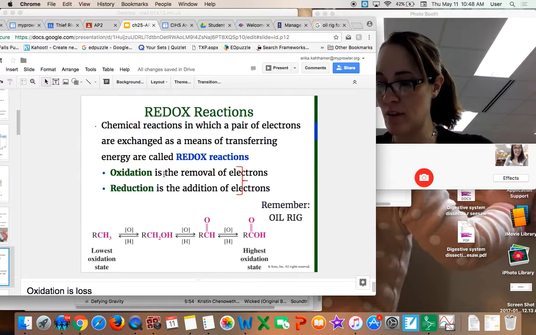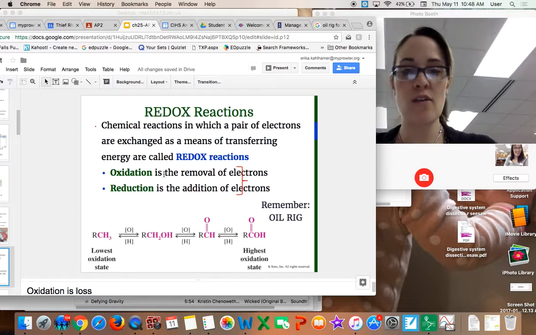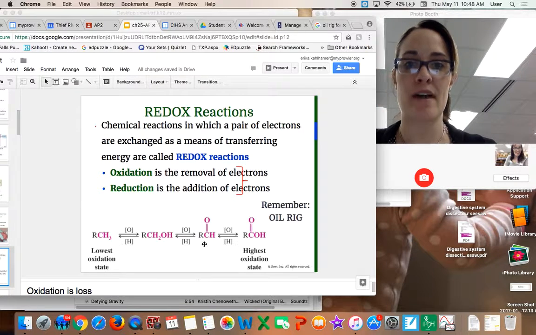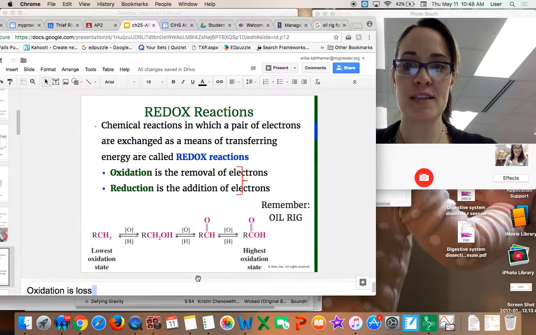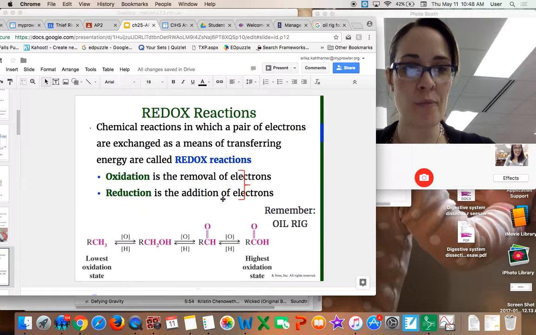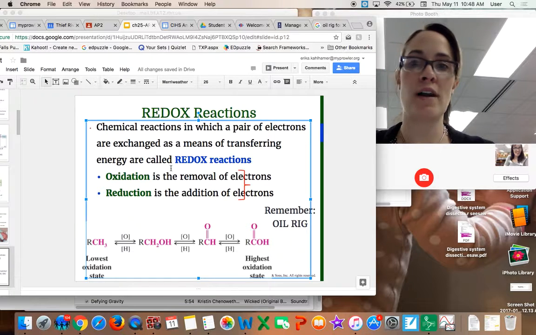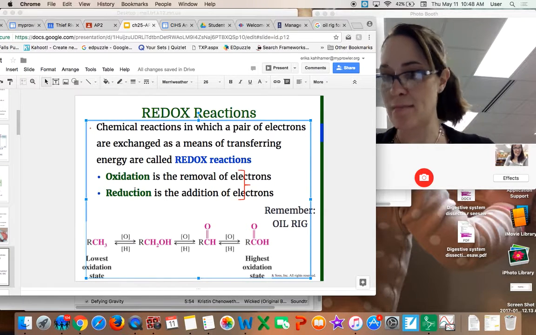Oxidation is the removal of electrons. And OIL RIG is a good acronym to remember that. OIL RIG: Oxidation Is Loss, Reduction Is Gain. And this will help you remember what oxidation and reduction mean.